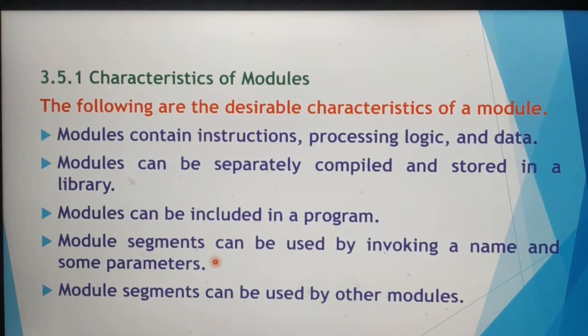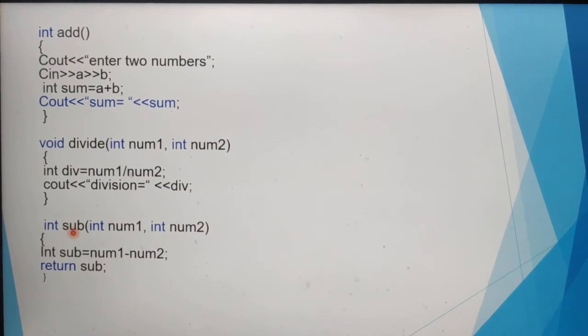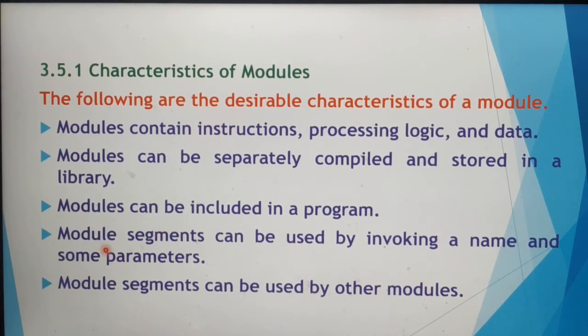Next, fourth point, module segments can be used by invoking a name and some parameters. We know each module has a module name. Here divide is a module, add is a module name, sub is another module name. Each module has some parameters also. We can invoke this module by using this module name and its parameters. It is given here, module segments can be used by invoking a name and some parameters.